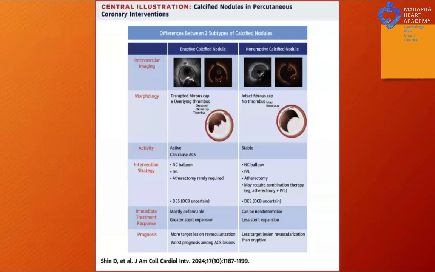There are two types of calcific nodules: eruptive and non-eruptive calcified nodules. The eruptive calcified nodules are the ones which cause ACS, whereas non-eruptive calcified nodules are usually stable. In both scenarios, however, you need to consider aggressive modes of calcium modification.